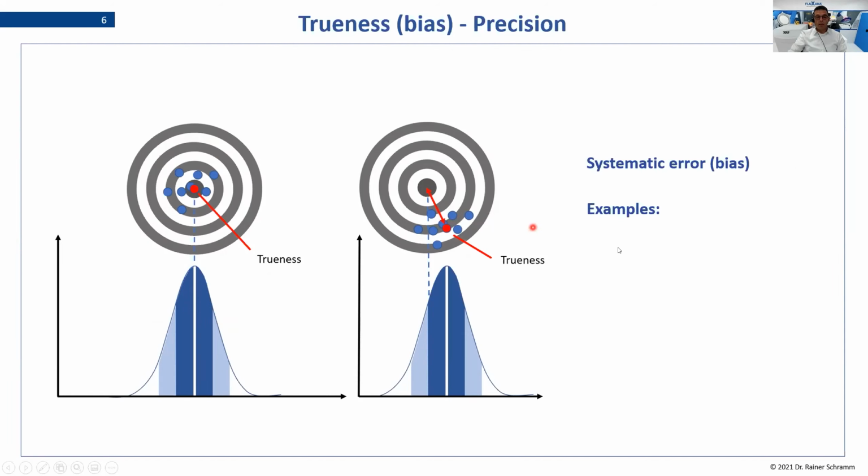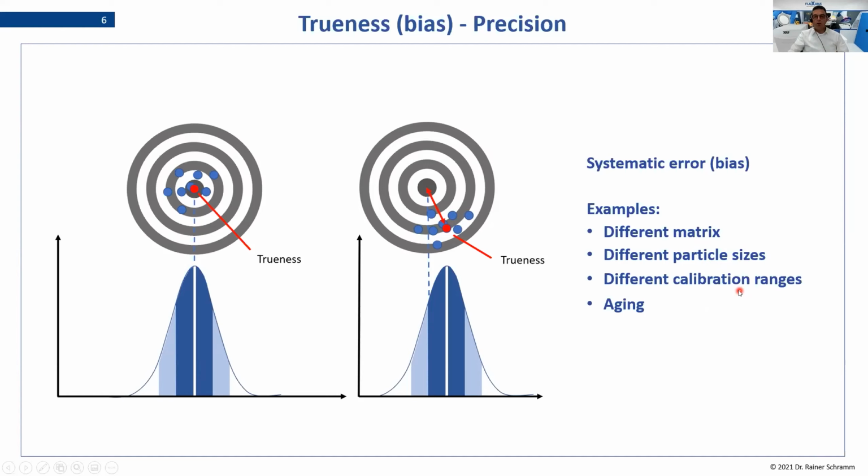And such a systematic error could be based on that you measure a different matrix in comparison to your calibration, or you have different sample preparation, different particle sizes compared with the calibration, or you have different calibration ranges, or you just see an aging effect, either of the instrument or of your samples you're measuring. All these could lead to a systematic error, a bias, and then be represented like this.